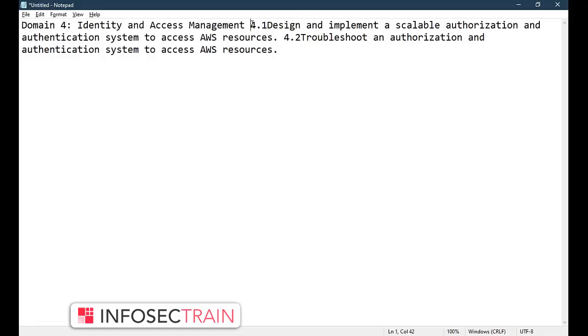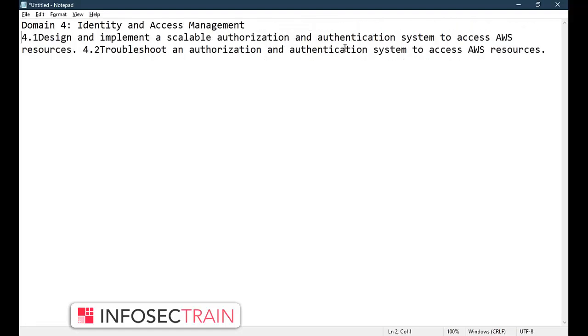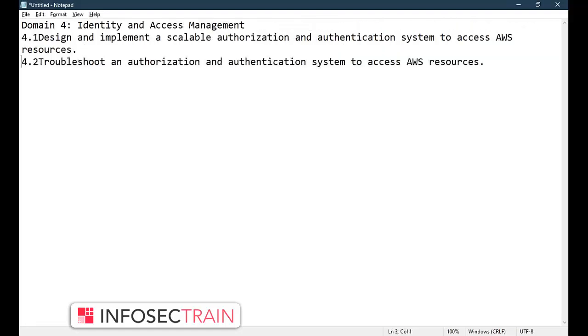This domain is not as easy as you think. It's very complicated, and you have to learn a lot of JSON, but not too much, just the basics. This domain is very critical. And as a security person, I will say, learn this topic in depth.